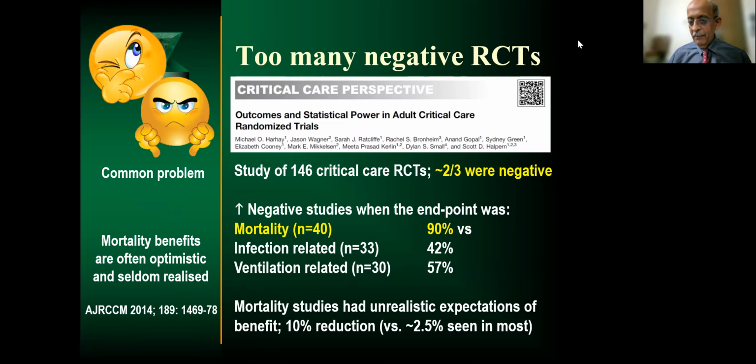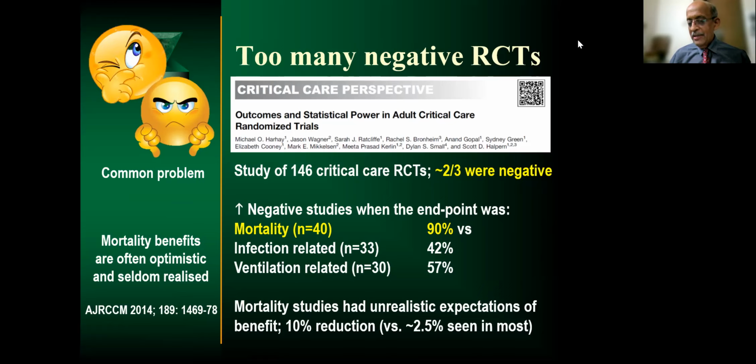But this paper showed that in about 146 clinical trials in critical care that were reviewed, 2/3 were negative. Only 1/3 was positive. And the negativity was clearly associated with the use of mortality as an endpoint. The studies which used mortality as endpoint usually were negative. 90% of them were negative. In contrast to studies that use something like an infection-related, say, microbiological cure or a clinical cure after an infection, or ventilation-related kind of parameters, which are generally much more successful.